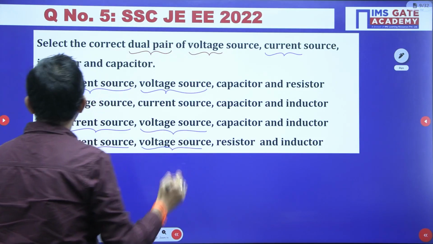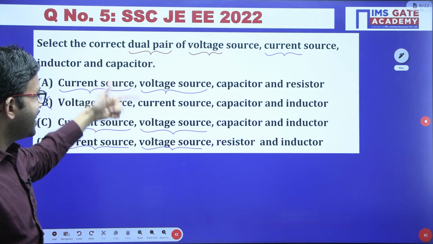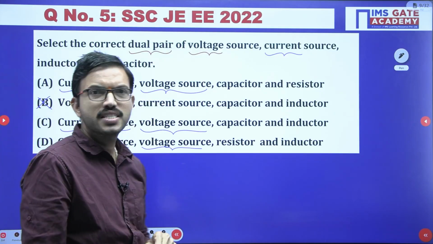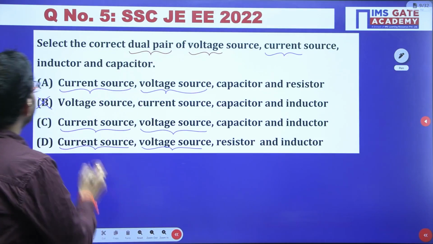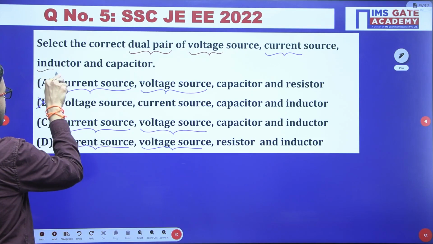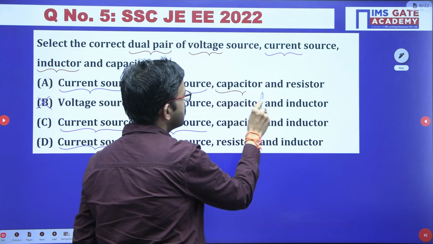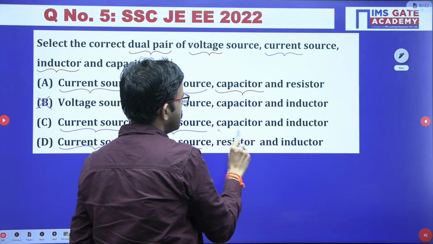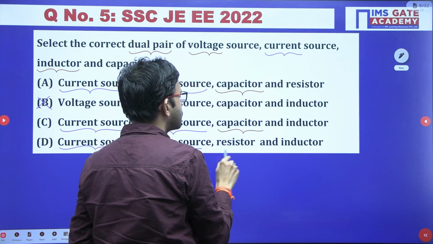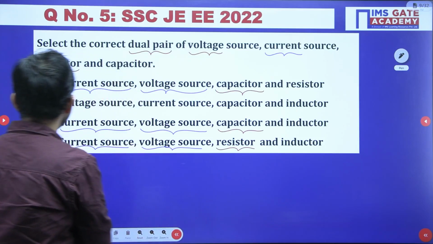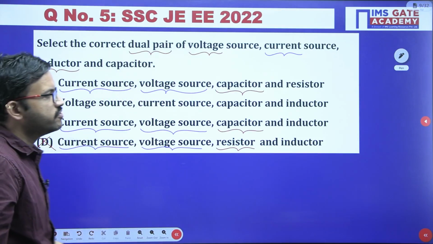Yes, okay, all the 3 options, A, C and D, are satisfying. Now here you are having inductor. Inductor dual is capacitor. Here also it is satisfying, but here it is resistor. So as of now we can eliminate option D.